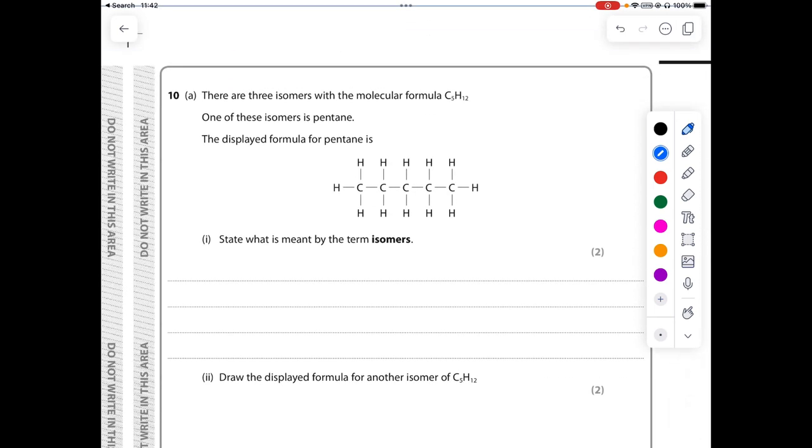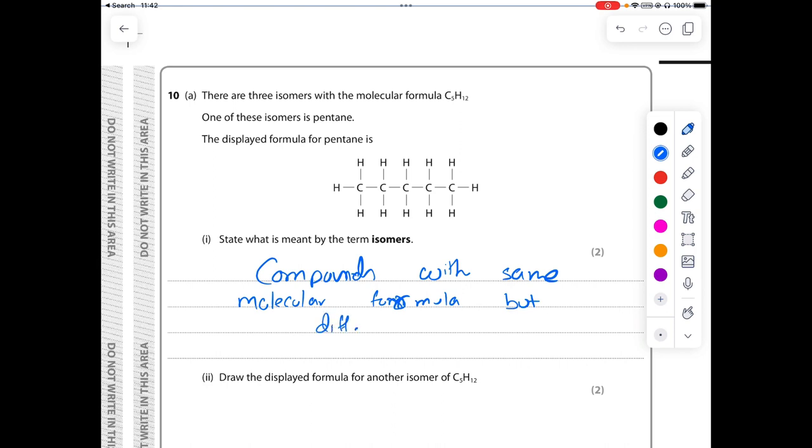Question number 10. There are three isomers with the molecular formula C5H12. One of these isomers is pentane. The displayed formula is this much. State the meaning of isomer. Compounds with the same molecular formula but different structural formula.